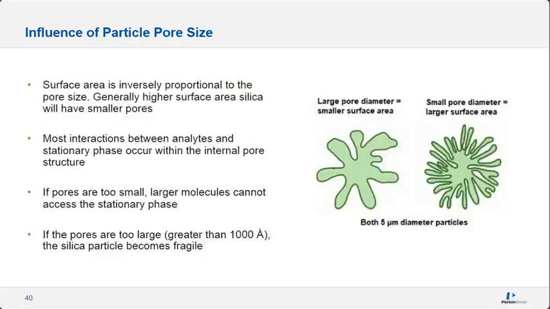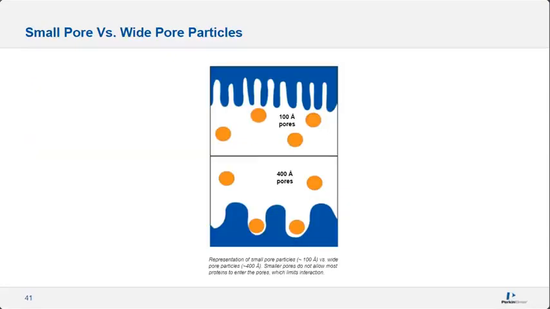Again, we could see here on this slide how analytes can interact with the various pores. In this case, the analyte is larger than the pores in the 100 angstrom case, and these analytes cannot interact effectively with the stationary phase contained in the pore structure. However, the analytes are well suited to interact with the 400 angstrom pores, generating a much improved separation.